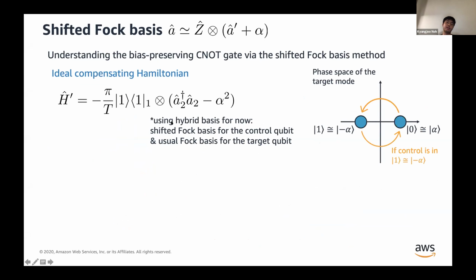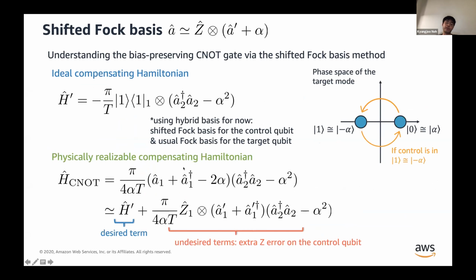This is the ideal compensating Hamiltonian, where the target mode has to rotate only when the control is in one state. But in reality, this is almost impossible to realize in physical systems. So we should make a compromise and just work with this cubic interaction. And because we made the compromise, this physically realizable Hamiltonian has this desired part.